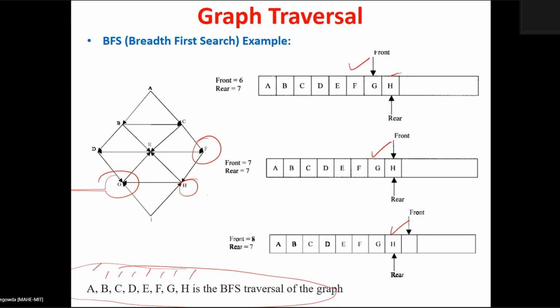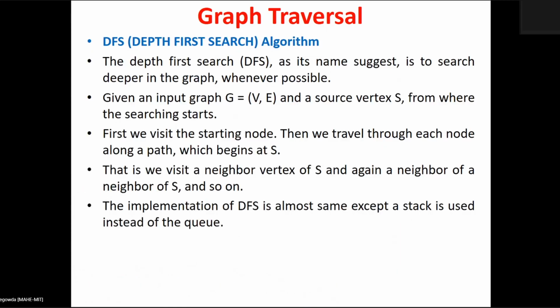So this is about the BFS. Next we have DFS. This is going to perform the reverse of the BFS algorithm. Depth first search: the name suggests that it is to search deeper in the graph whenever it is possible, and you need to input the graph G equals (V, E) and also the source vertex.